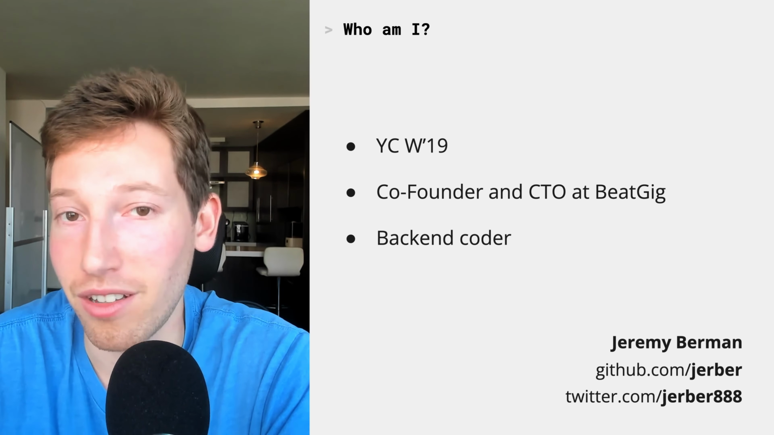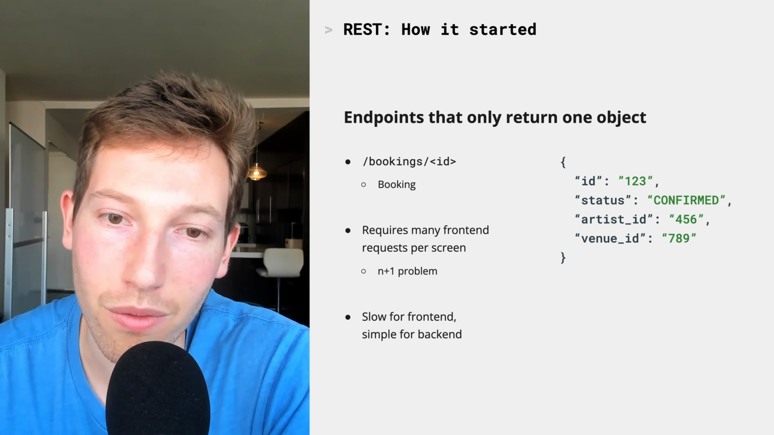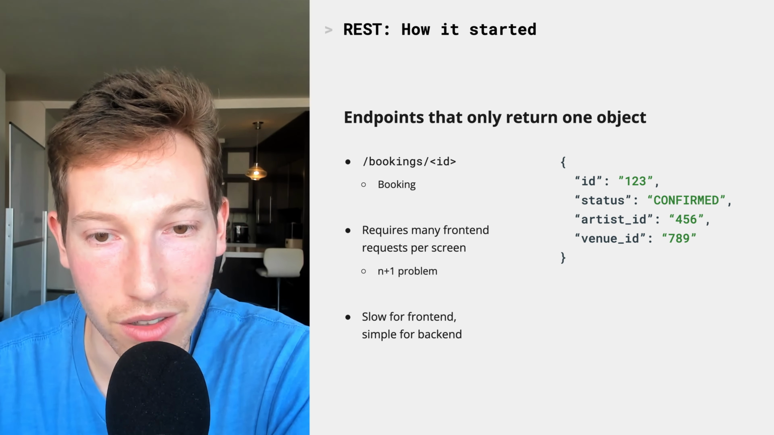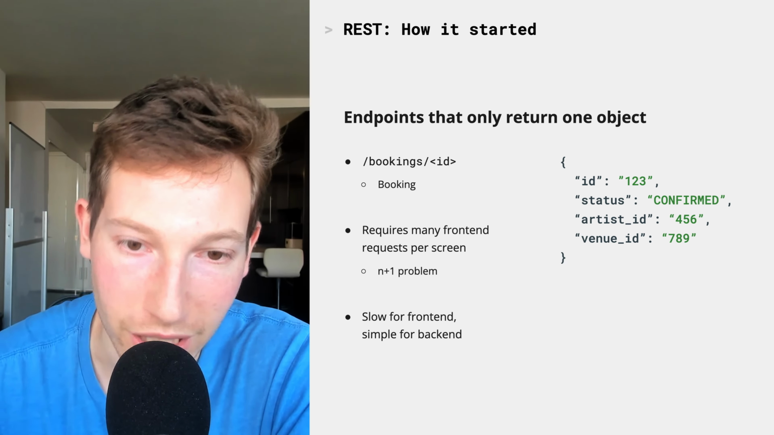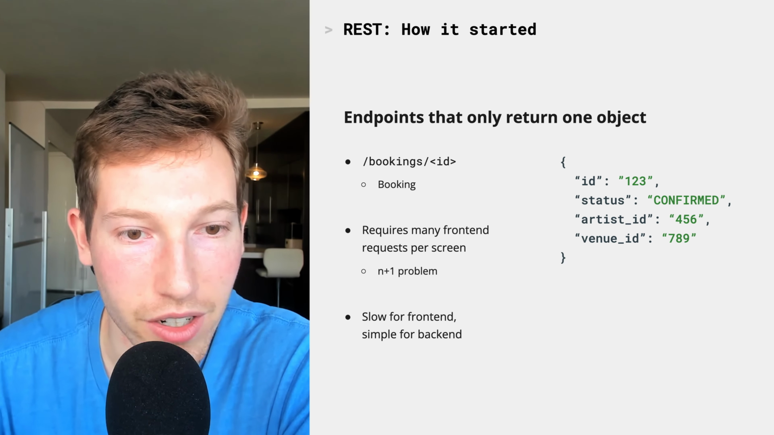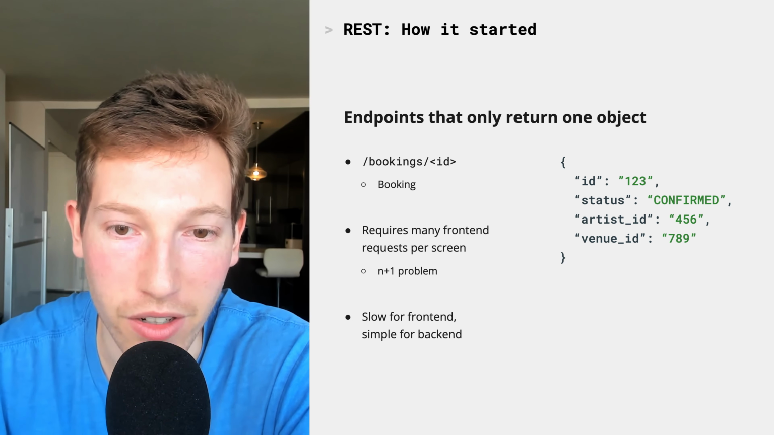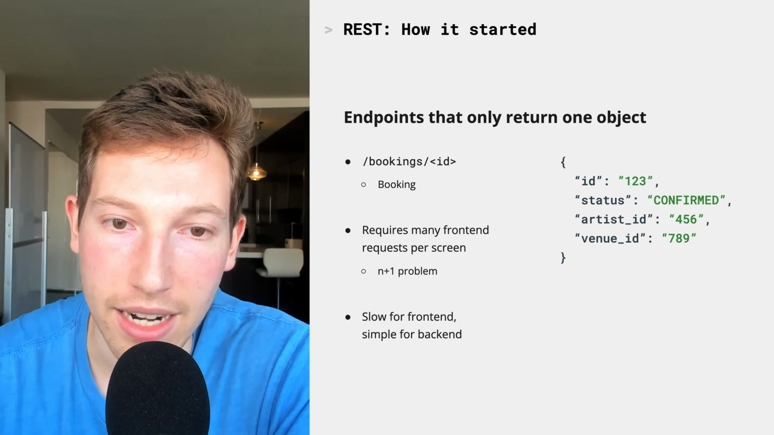It's great for the back end because it's really simple. I just return a booking. But it's slow for the front end, and it creates what's called the N+1 problem, which is you get the booking, but then there's a +1. You need to get the artist, and then after you get the artist, maybe you need the payment information for the artist, and you keep on going and going. And this means that what's simple for the back end ends up being slow for the front end.